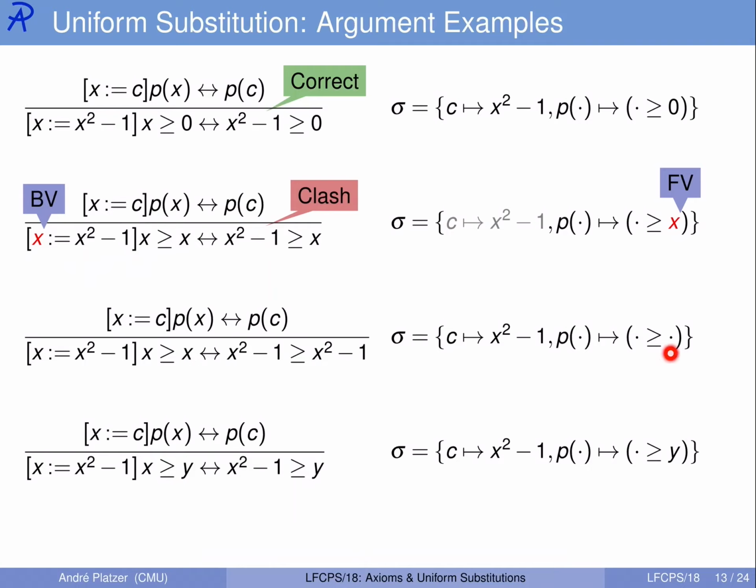So if instead we replace p with compare the argument to the argument, then the inference would again be correct. Where in this context do we say x greater or equal x, and over here we instead say x squared minus 1 greater or equal x squared minus 1. And that, of course, is a correct uniform substitution use.